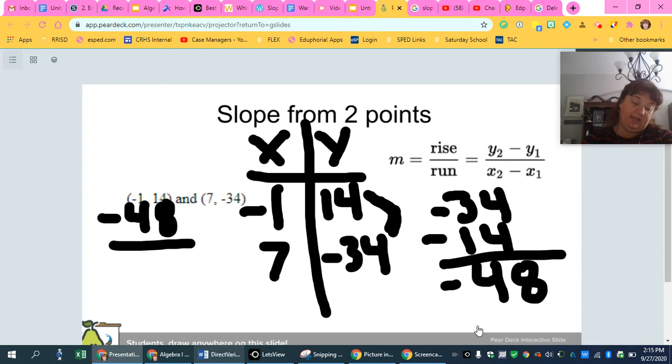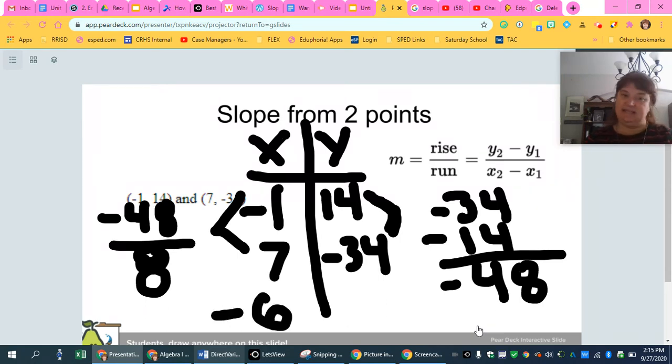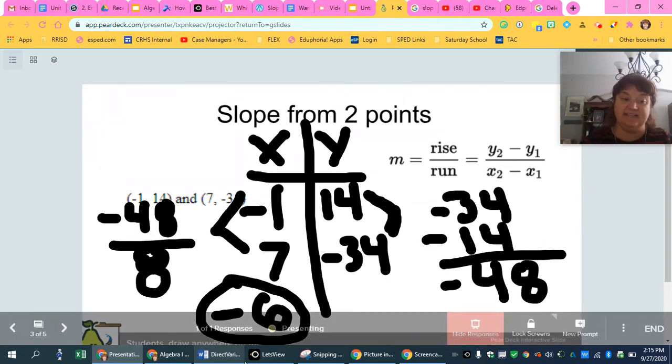Then my bottom number is just my change. How did I go from negative 1? So I don't have to really think about the formula here, right? How did I go from negative 1 all the way to 7? Well, that was 8 points. I had to go 8. That was my change there, okay? So 48 can be divided by 8, and so my slope is negative 6. Negative 48 divided by 8 is negative 6. So my slope there is negative 6.